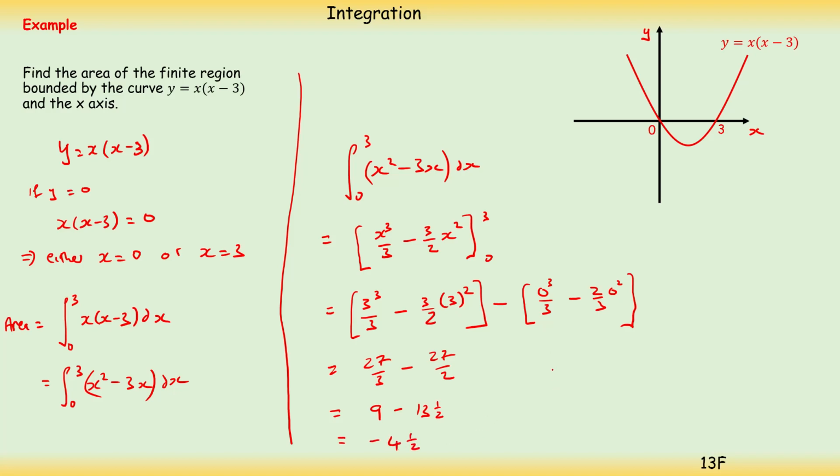But since we're looking at an area, it's going to be positive, so the area is equal to 4.5 units. Whenever we find the area under the x-axis, it's always going to be negative. Whenever we find the area above the x-axis, it's going to be positive. So we've got to take that into account, because sometimes we need to find the area that's both positive and negative, as we do in the next example. So hit pause, copy this example down. Once you've done that, hit play, and we'll look at a further example.